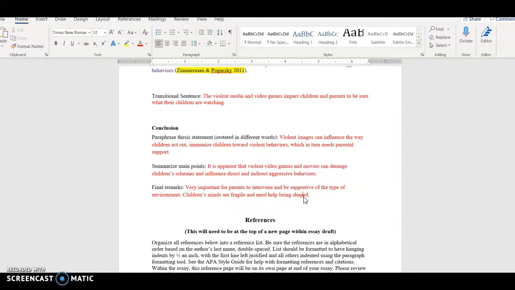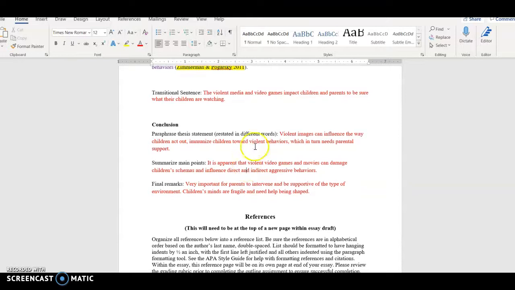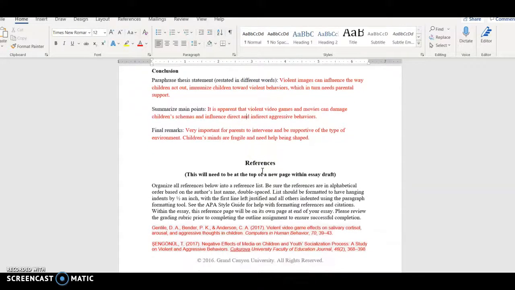Sometimes students will say, in my experiences, I have found that this is true. Automatic zero for that section. It's not about your experiences or your knowledge or your viewpoint. It's about what research states. That's what writing an academic essay is about. Okay, and you can pause and read this to get an idea.